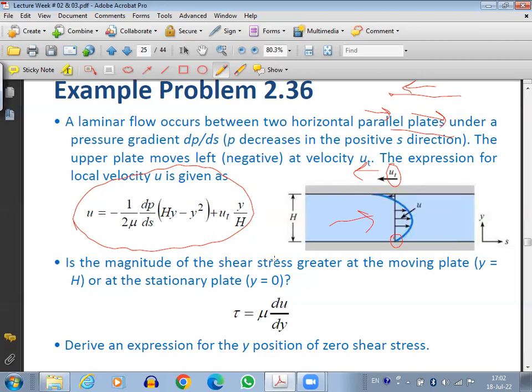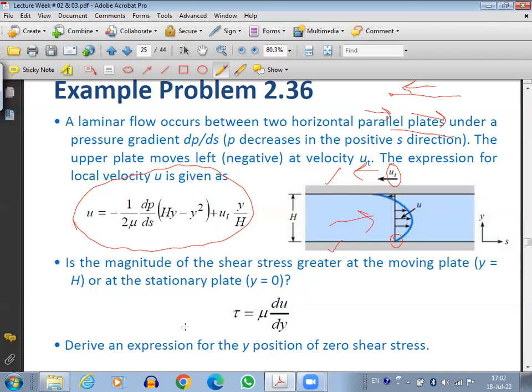Is the magnitude of shear stress greater at the moving plate or at the stationary plate? So we have the moving plate, the top one, and the stationary plate, the bottom one. So we need to know at which plate the shear stress will be higher. This is the first question.